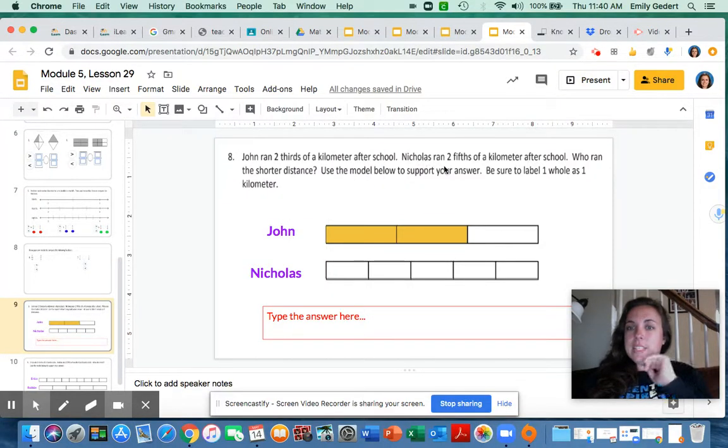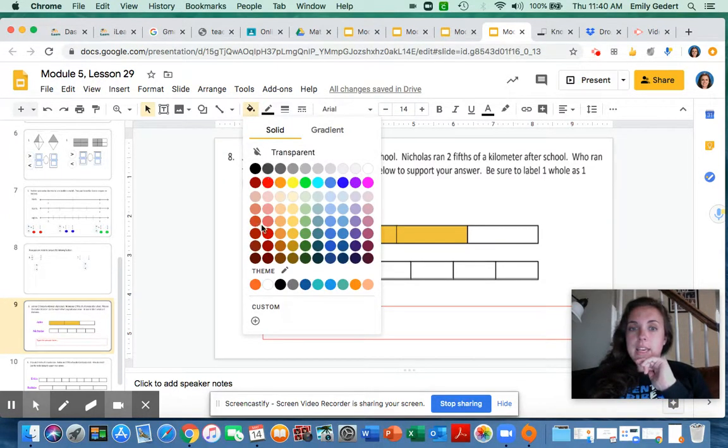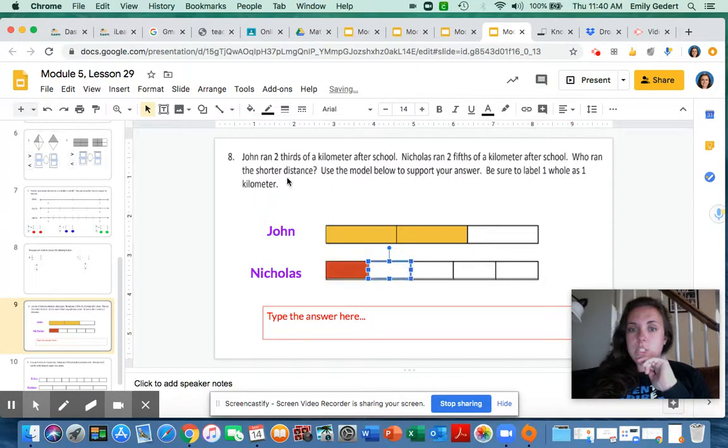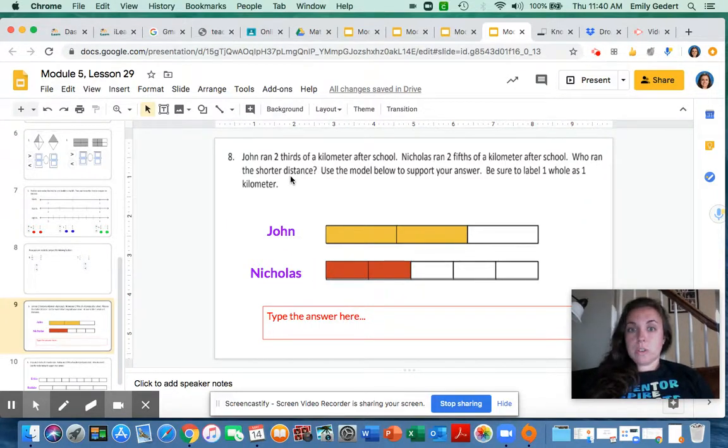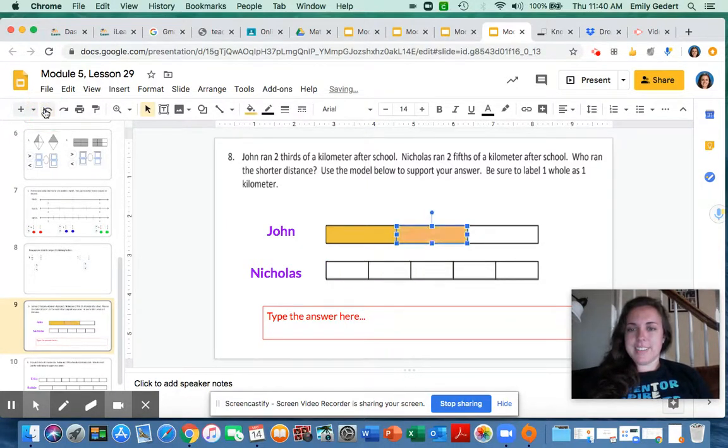And then over here it said Nicholas ran 2/5. So again, I'm going to do 2 down here. And maybe his was this orangish red. Again, you want to keep the color in the bar the same, but you can use different colors. So the question is, who ran the shorter distance? The shorter distance would be the smaller fraction. So you would say Nicholas ran the shorter distance.